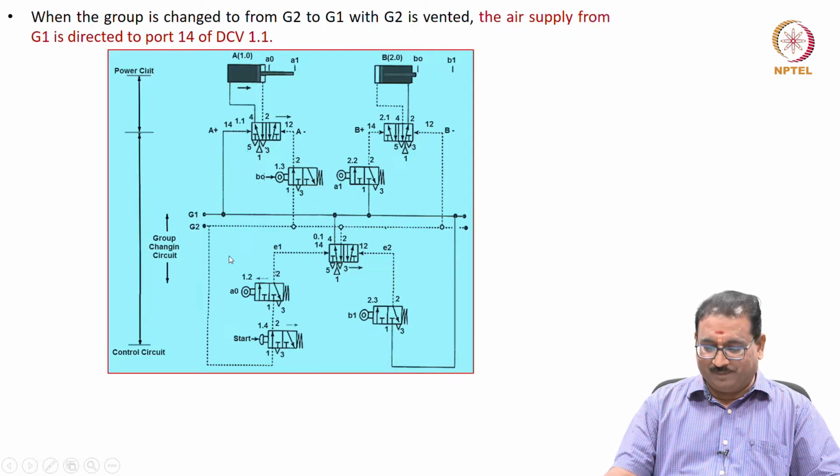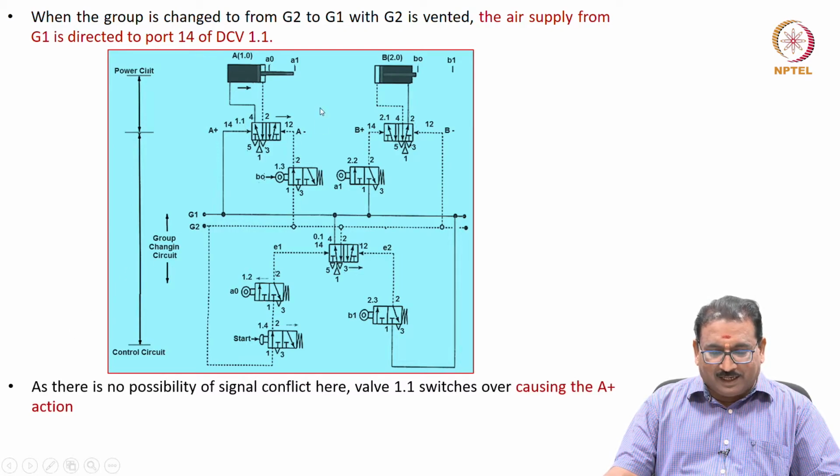That is a beauty. You will see now here. When the group is changed from G2 to G1, what happens? G2 is vented off. You remember, G2 is vented off. And the air supply from G1 is directed to port 14 of DCV 1.1.